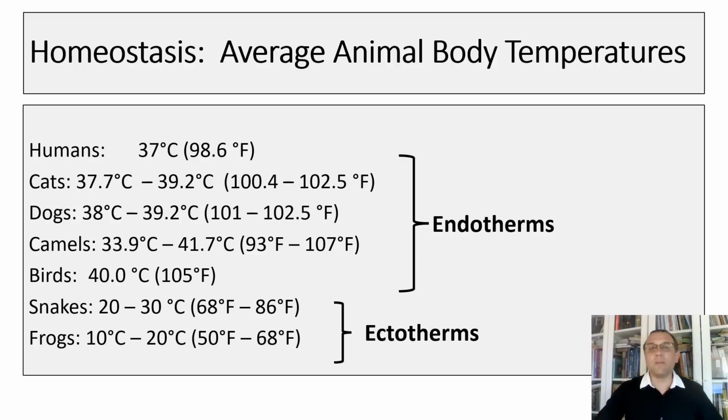A dog's normal body temperature can range from 101 to 102.5 Fahrenheit, which is quite a bit hotter than the average human body temperature. If your pup's temperature rises above 103 Fahrenheit, your dog has a fever.